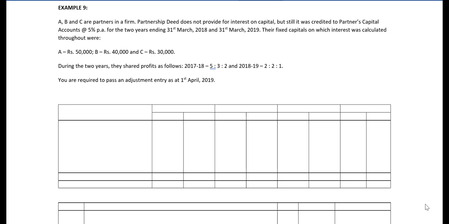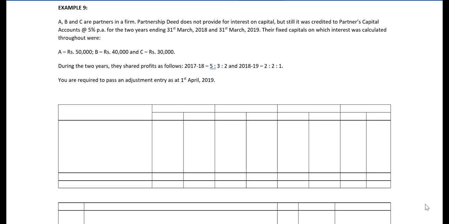Next example, example 9. A, B and C are partners in a firm. The partnership deed does not provide for interest on capital, but still it was credited to the partners' capital accounts at 5% per annum for the 2 years ending 31st March 2018 and 31st March 2019. Their fixed capitals on which interest was calculated throughout were A rupees 50,000, B rupees 40,000 and C rupees 30,000.